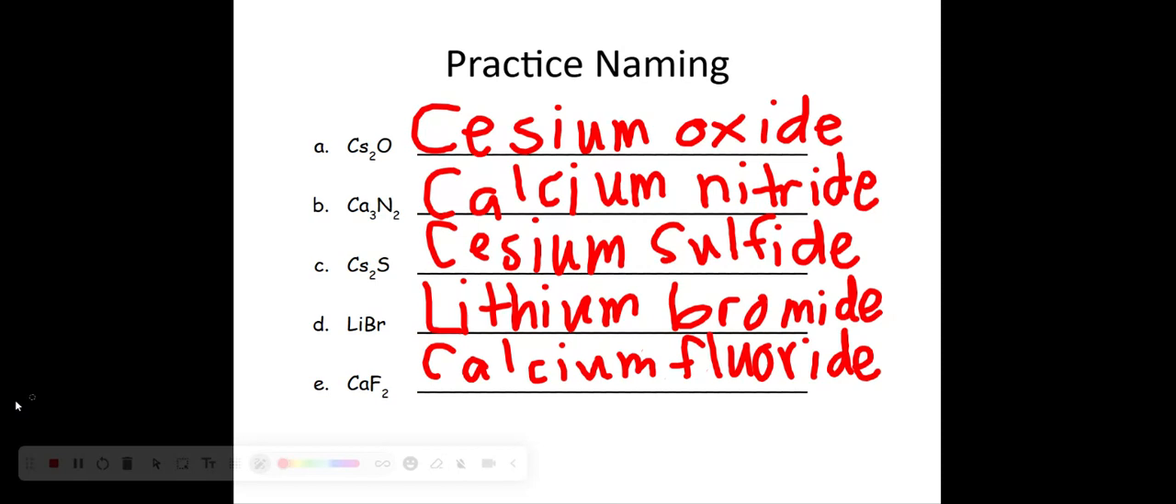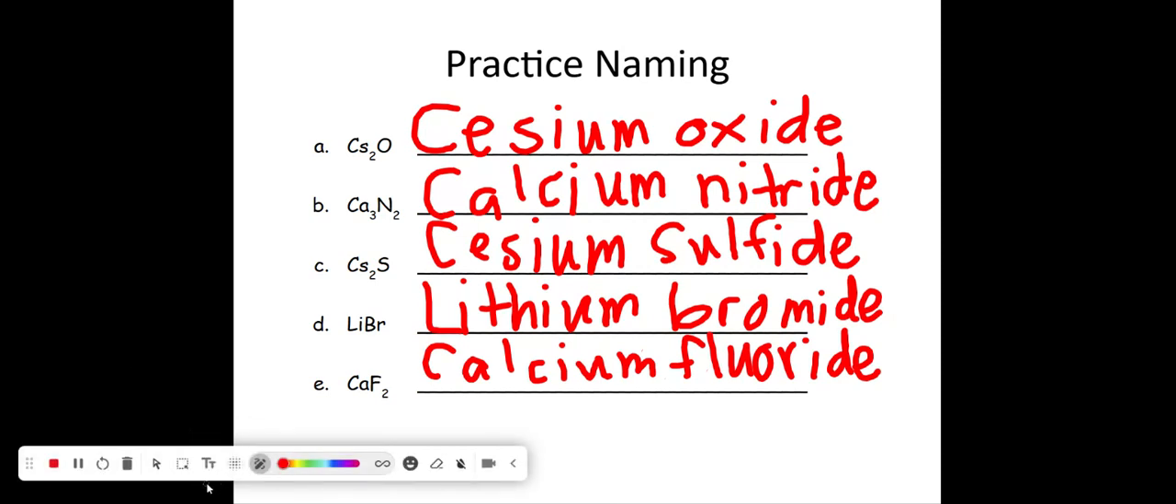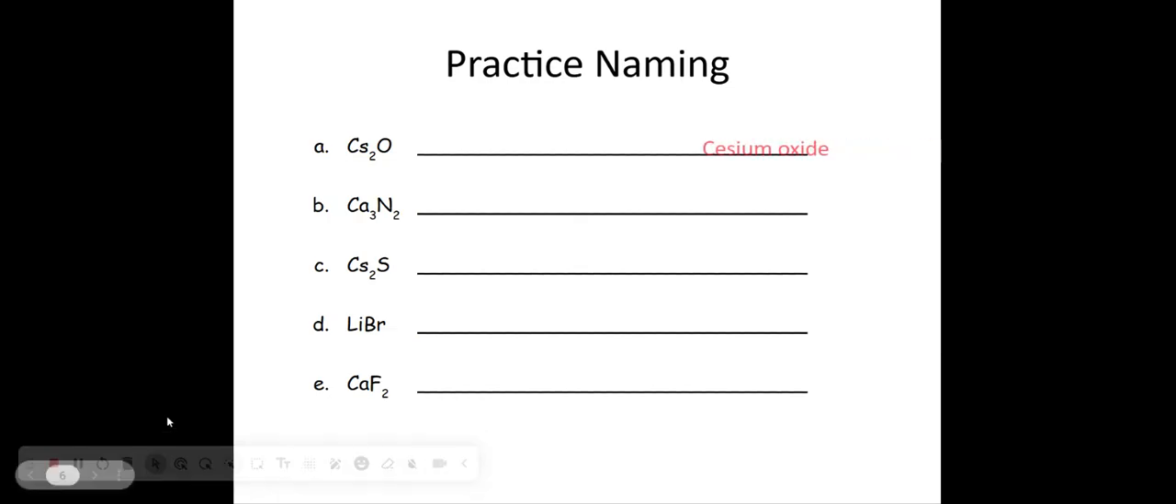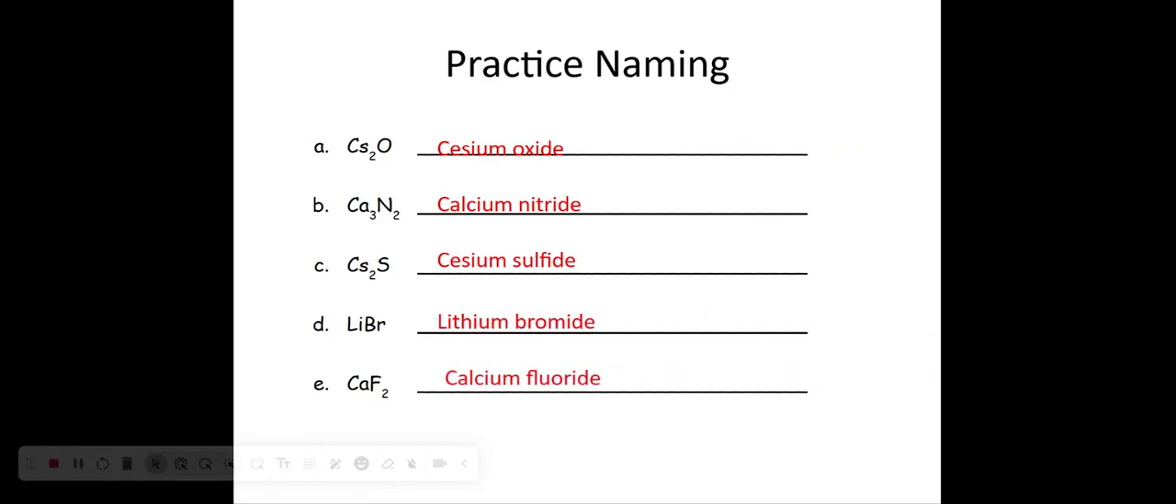All right. Take a moment to make sure you have all this written down, and let's clear the text. And then we'll go on. If you missed this, here are the answers again, written a little bit neater because they're typed out. So pause the video, make sure you know these names, and practice naming from formulas.